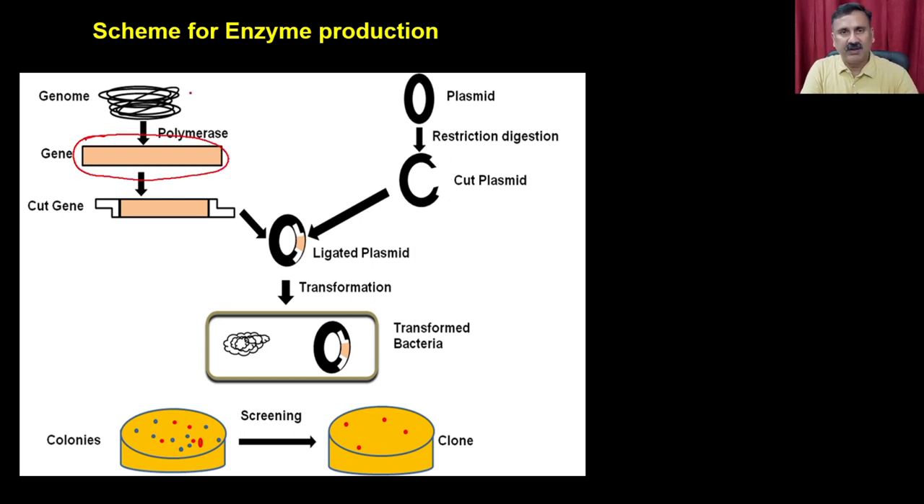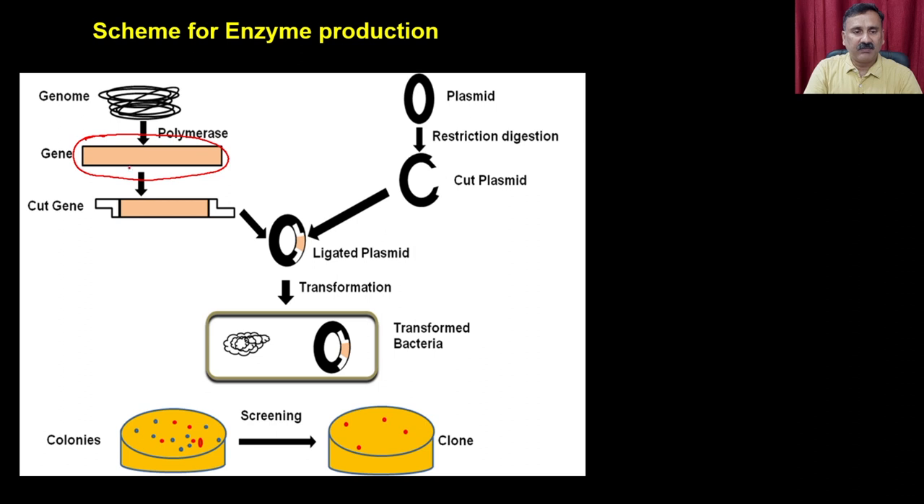Either you are aware of the genome sequences or you are not aware of them. In both cases, you will either use the genomic library or the cDNA library, or you will use site-directed primers, and you will use PCR to get the gene fragment. Irrespective of the source, you are going to get the gene fragment. This gene fragment has to be digested with the restriction enzyme, and that's how you get the sticky ends. For example, if you are using two restriction enzymes, then you are going to have two sticky ends.